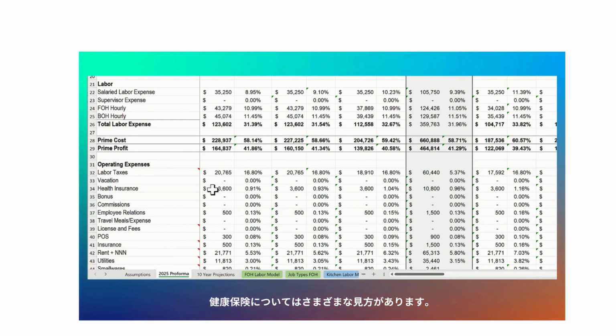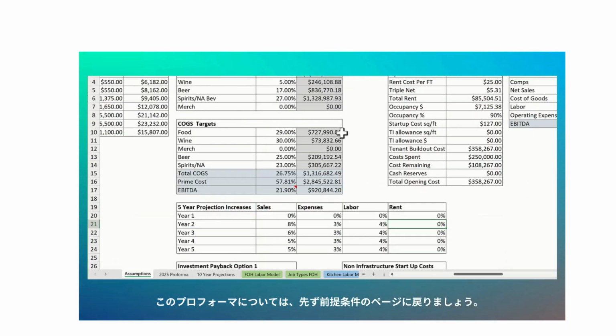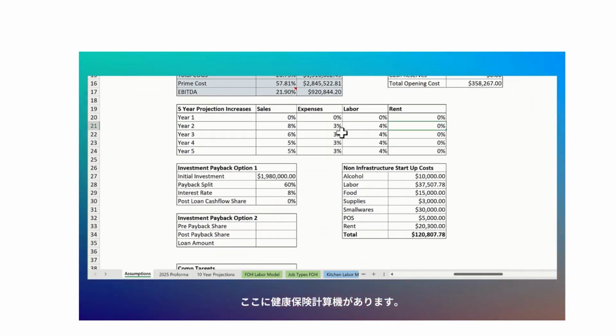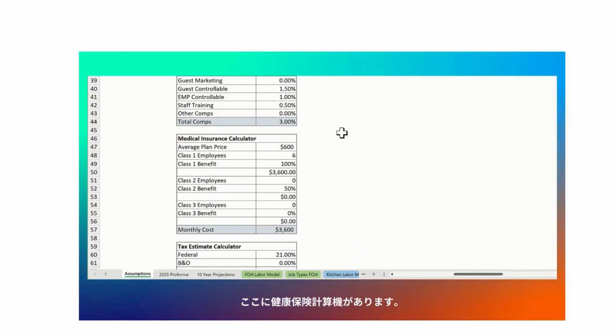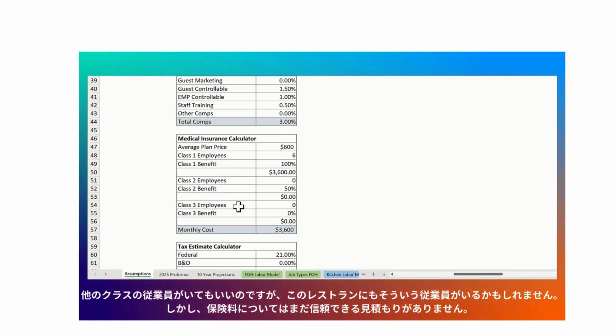Health insurance can be looked at in many different ways. In this particular situation, let me come back to the assumptions page. We have a health insurance calculator. Here, I've put in the average plan price of $600. They're going to have 6 people that are getting a plan that costs $600 a month, and the business is paying 100% of that fee. We can have other classes of employees as well, and to be honest, this restaurant will have those. We just haven't gotten a good quote on our insurance prices yet.